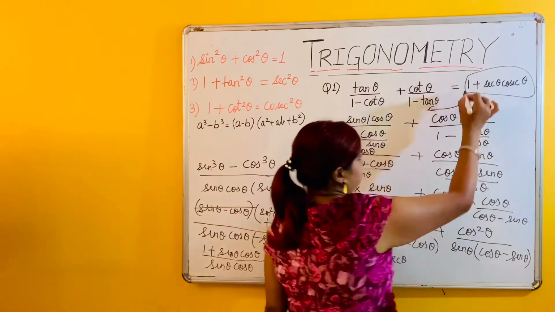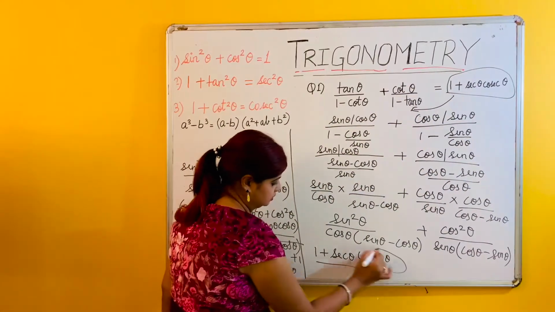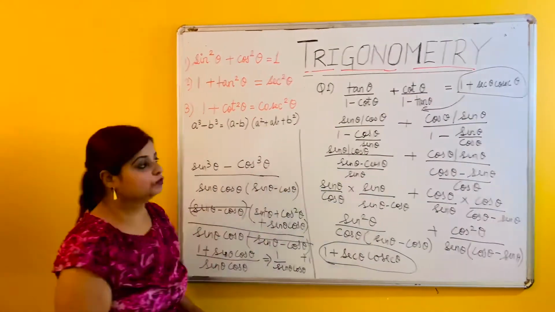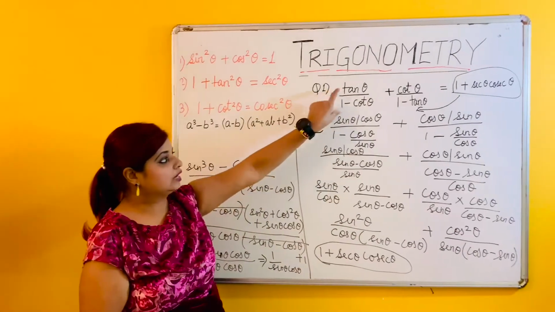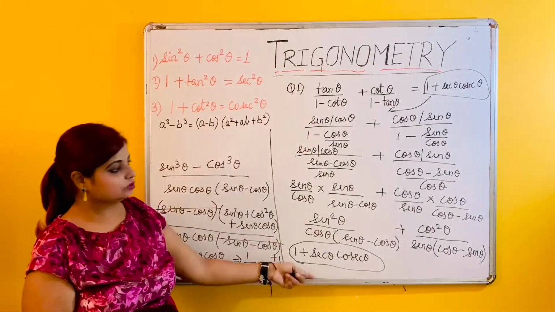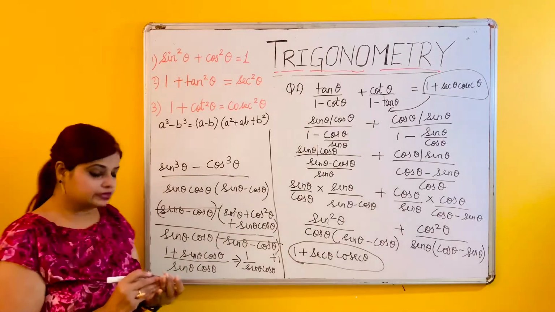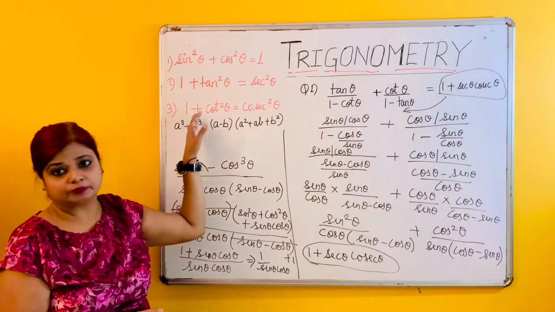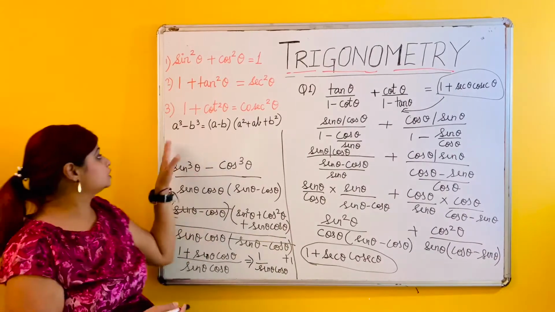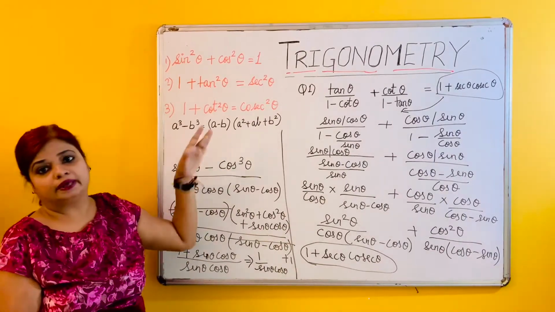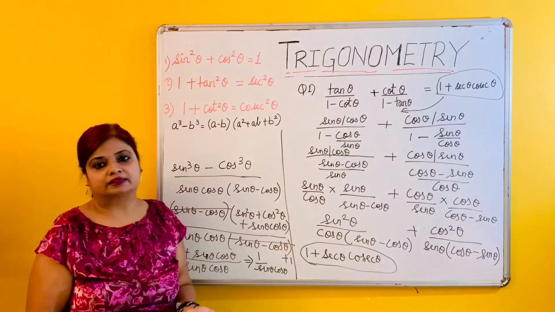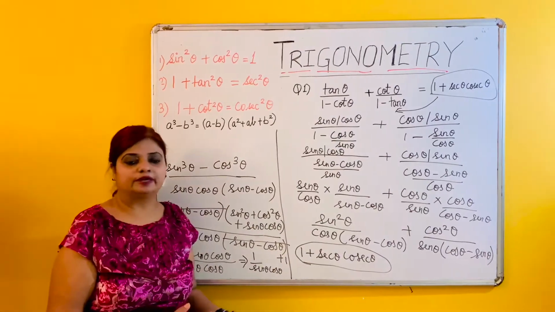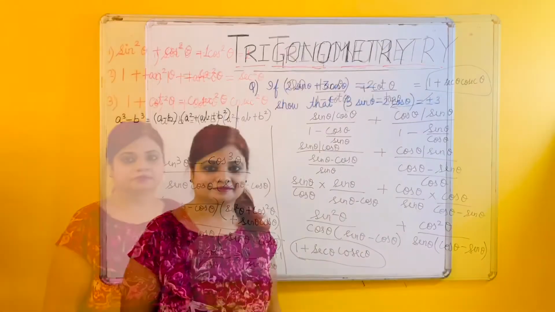So this is what we had to prove. We proved that this is equal to this one. What is important here is to understand these three identities. You need to remember all these formulas: a cube minus b cube, a cube plus b cube, and things like that. Let's take another problem and we'll see how we can solve it.